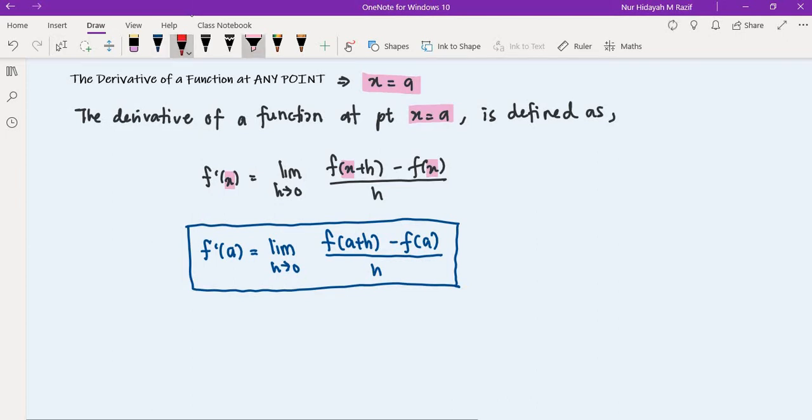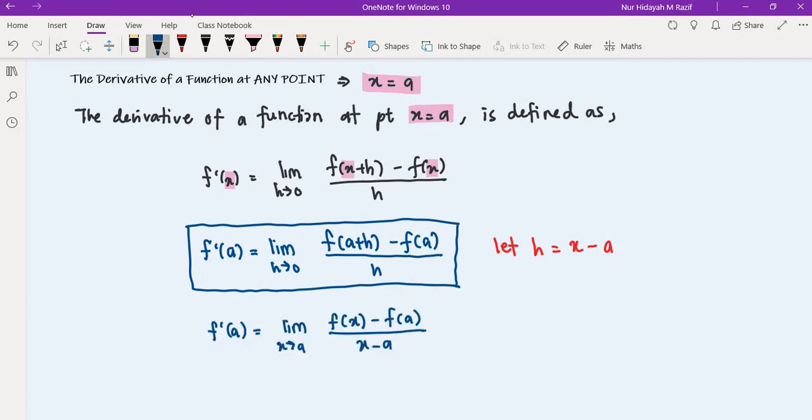What we are going to do here is, we don't want to have the formula looking very complicated. So we are going to take h to be equal to x minus a. From here, we can just substitute all those h with x minus a, and the formula will be simplified into f prime of a is equal to the limit of f of x minus f of a, divided by x minus a, as x approaches a. So this is the final form of the formula that we are going to use.